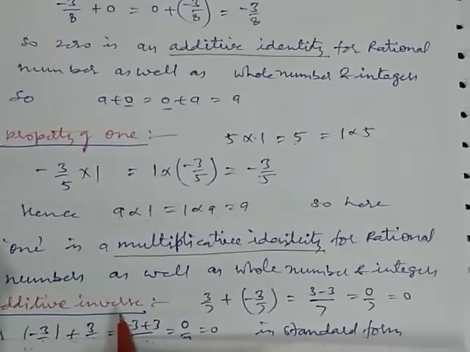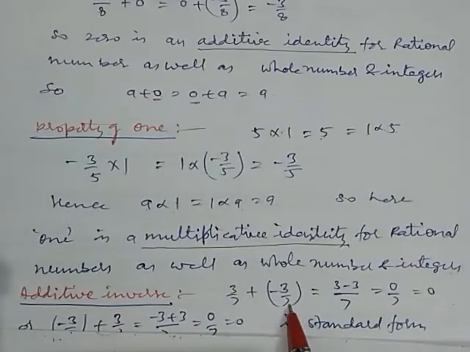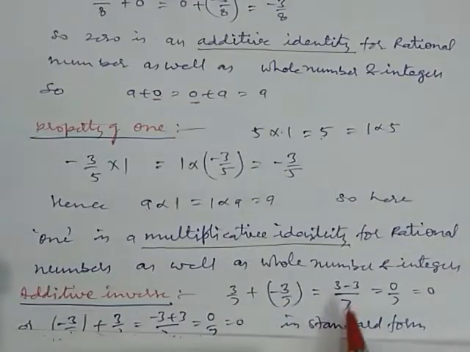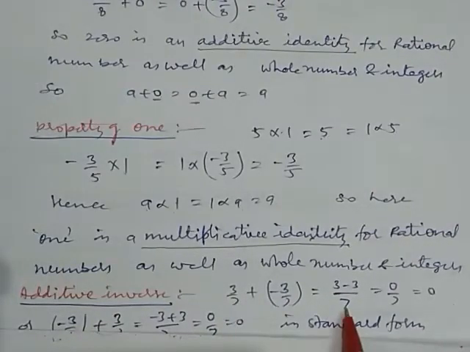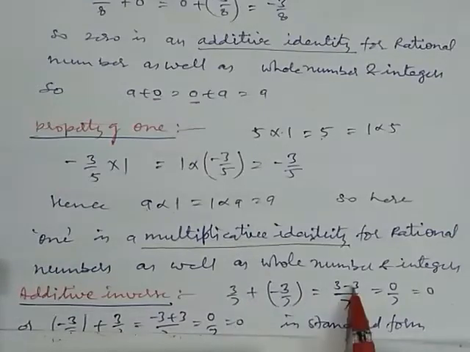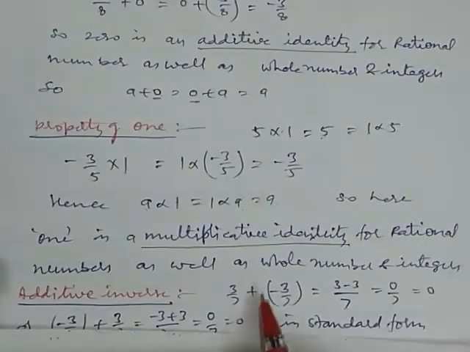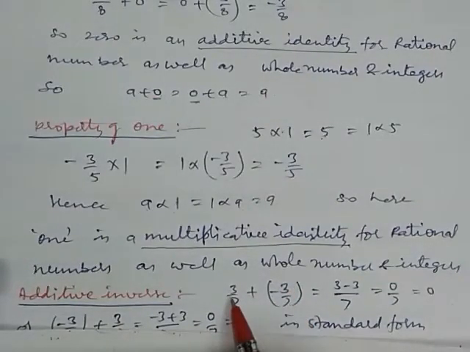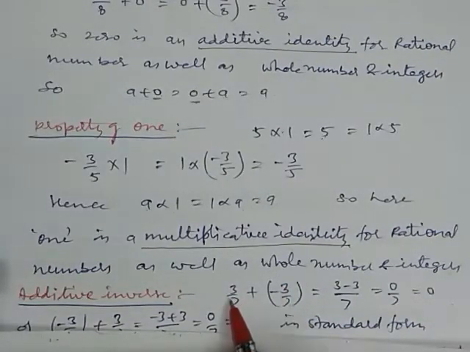Now additive inverse. What is additive inverse? Here 3 by 7 plus minus 3 by 7. When we add these numbers, what happens? Both are like fractions, so 7 is the LCM and 3 minus 3 becomes 0. So 0 by 7 equals 0. When we add any number to another number and if we get 0, then this number is called the additive inverse of the other. This 3 by 7 is the additive inverse of minus 3 by 7. So these numbers are additive inverses of one another.